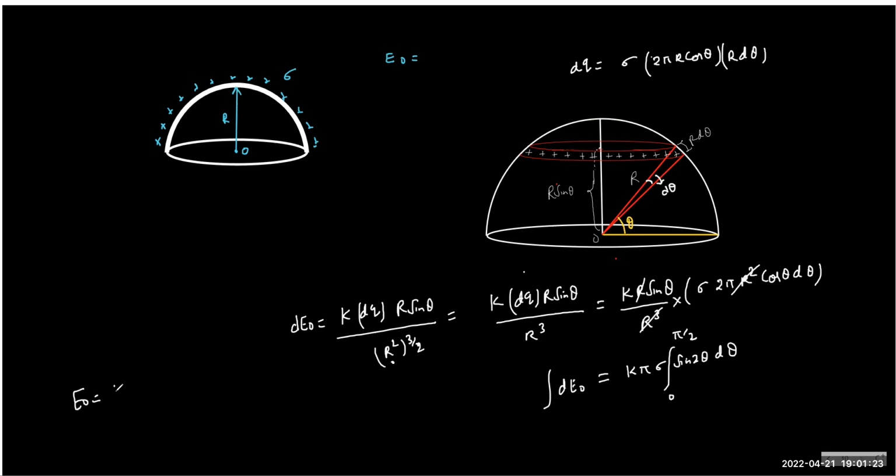So k we can write as 1 by 4 pi epsilon naught. Pi is pi, sigma is sigma. And the integration of sine 2 theta will be minus cos 2 theta by 2, and this will give you the answer 1. So if you do so, the final answer will be sigma by 4 epsilon naught. This is the famous answer.